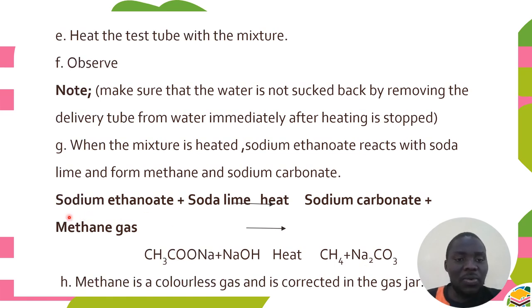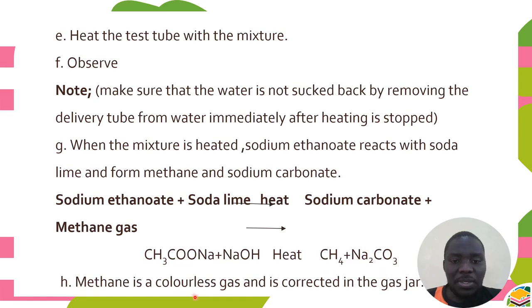That's why the choice of the salt that is going to be used matters. So for instance, maybe we want to prepare ethane, not methane again. So it means here we are going to use what? We're going to use sodium propanoate, such that the compound which is going to be formed here will have two carbons, which is ethane. So the equation illustrates what is happening. We have sodium ethanoate reacting with soda lime to produce sodium carbonate and methane gas, as illustrated by the chemical equation here.